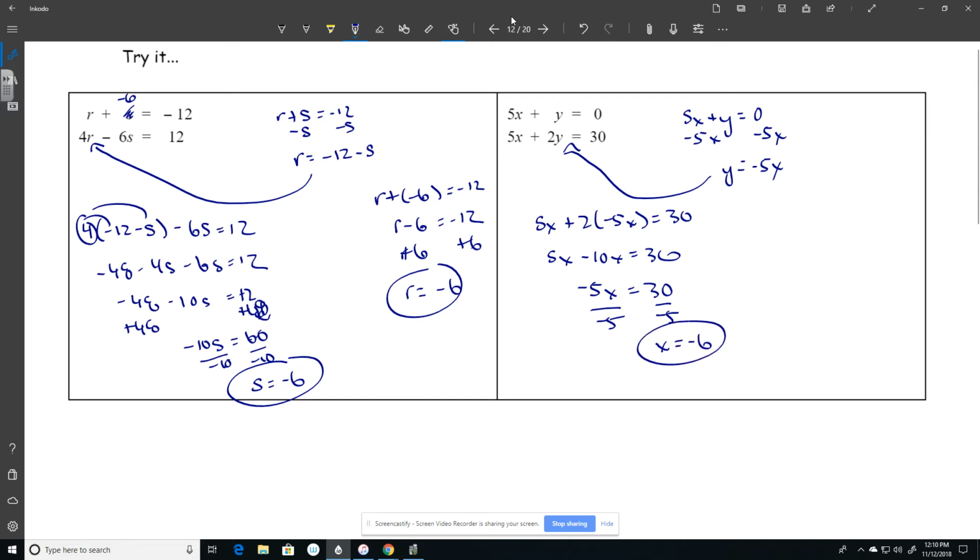So I'm halfway solved. Now all I have to do is plug this back into any of these equations.